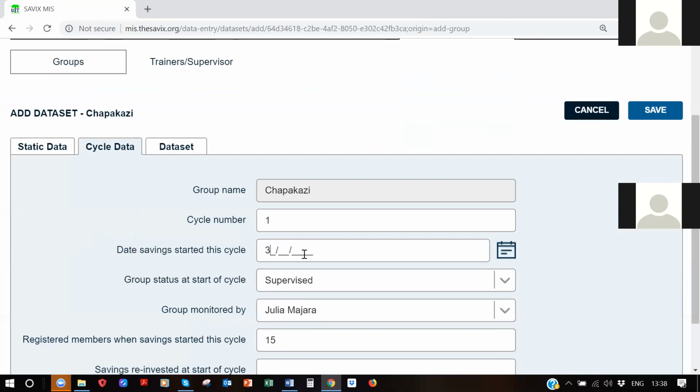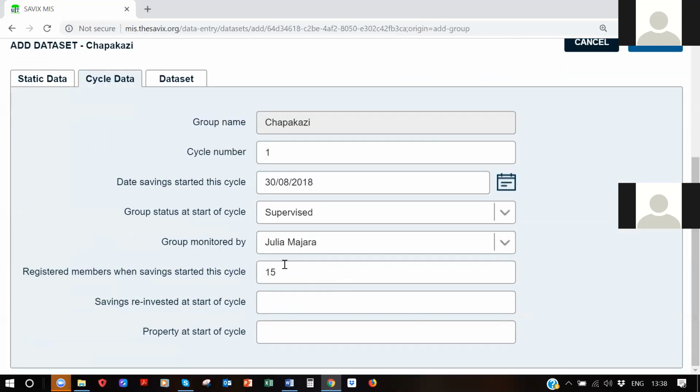This is a 30-08-2018. It's still Julia Majara, it hasn't changed. And we have 15 members, same as we had at the creation of the group. No savings reinvested at start of cycle. No property at start of cycle. All right. Data set.